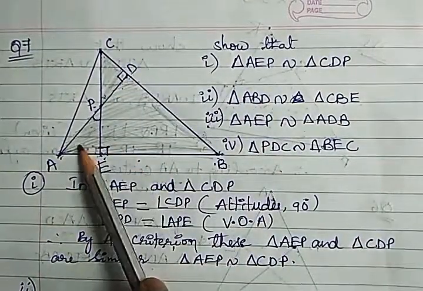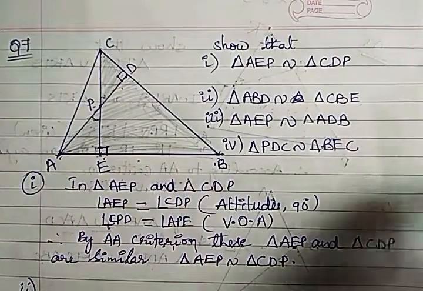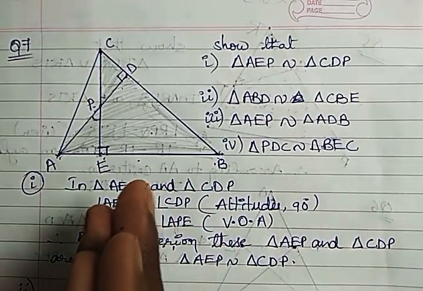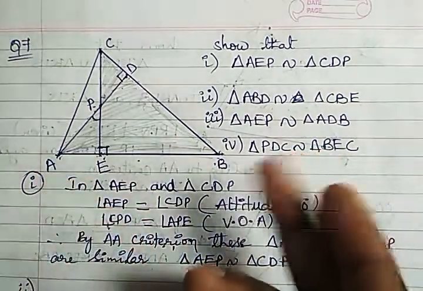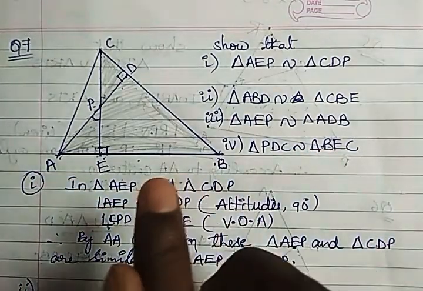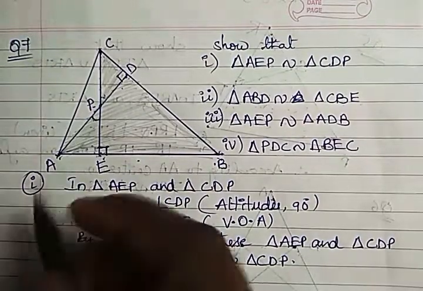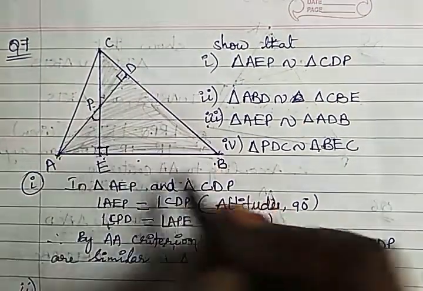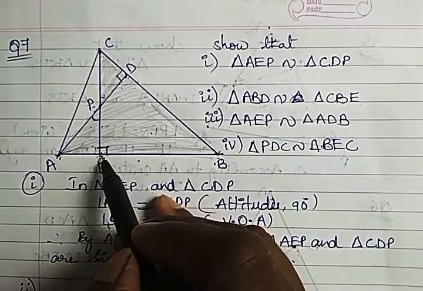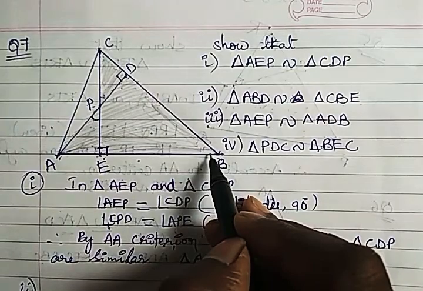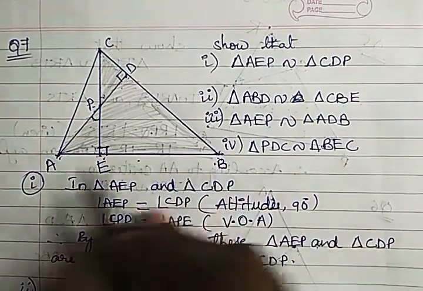Now view only these two triangles. Whenever you are viewing two triangles, you need to see as if they are two different triangles. Even though they are merged on one another, you need to separate them. Okay, so here in these two triangles ABD and CBE, we have angle B as common. Angle B is common.